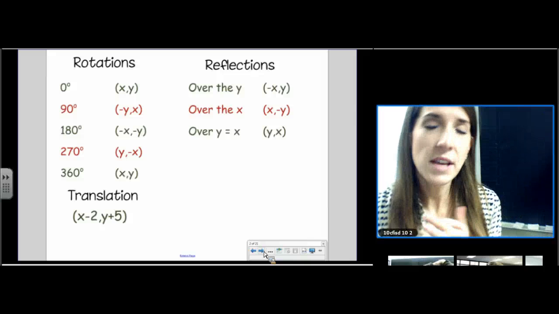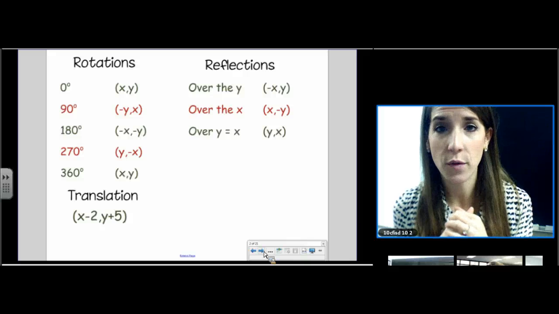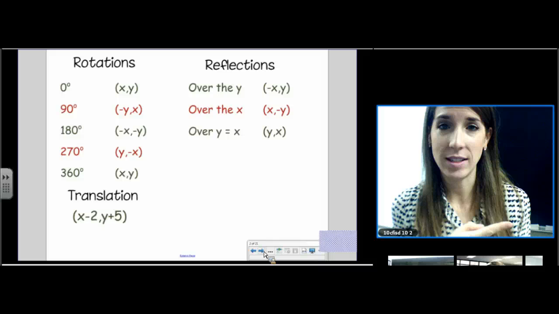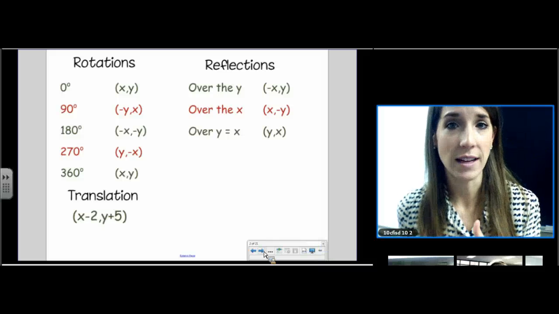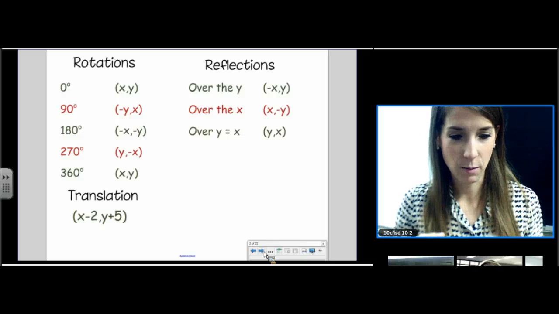So remember, first thing we learned was translations, but there's no rule to memorize for that. What you need to know for translations is that if you're moving to the right, it's x plus a number. If you're moving to the left, it's x minus a number. If you're moving up, it's y plus a number, and if you're moving down, it's y minus a number.